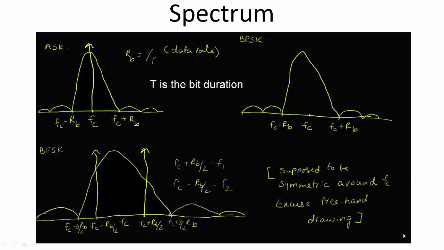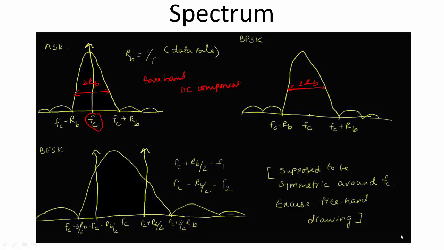Here is a spectrum of the 3 modulation techniques we covered: ASK, BPSK and BFSK. These are supposed to be symmetric around fc. If they are not, it's due to my freehand drawing. Now as you can see, the ASK spectrum is very similar to BPSK except for a component at fc. Now this component is arising because the baseband signal has a DC component. That DC component translates to a component at fc. And as you can see, the null to null bandwidth of both of these is 2 Rb, even this is 2 Rb.